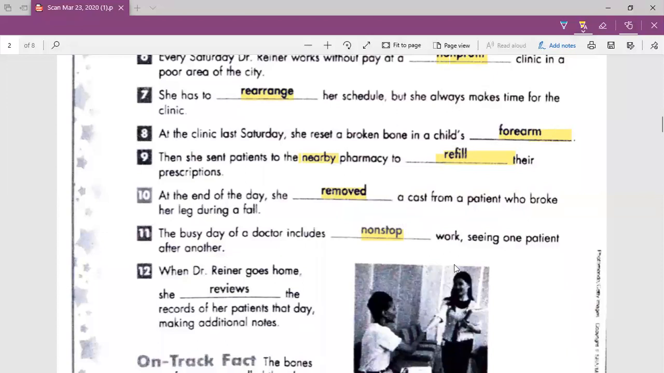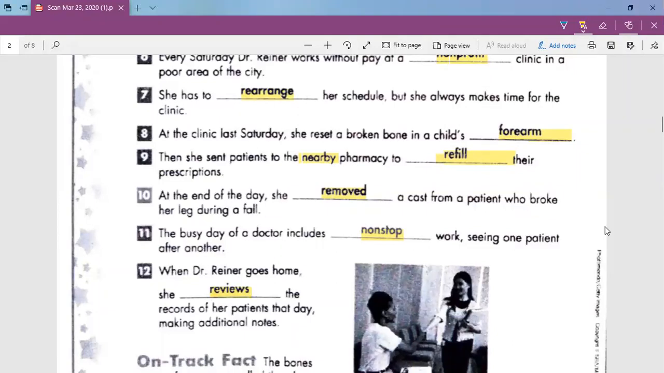Okay, number 12. Harold, go ahead. "When Dr. Rainer goes home, she reviews the report on her patients that day, making additional notes." Thank you very much. Welcome. All right, so it's going to be reviews.